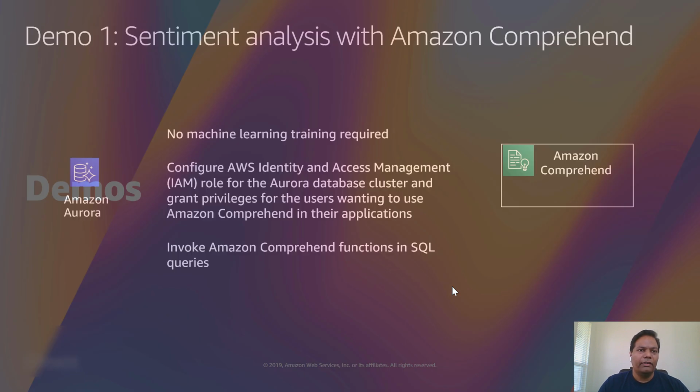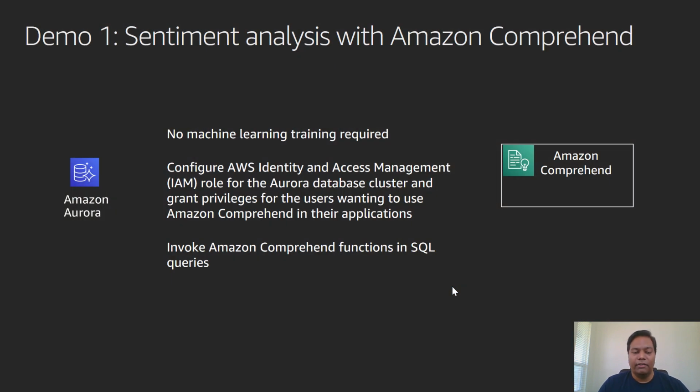So before we get to the demo, let's see what we're going to achieve today. First of all, there is no machine learning training required for this demo. We are going to configure identity and access management because that's always the first step when you try to do anything with AWS. Security is always the top priority. And then we're going to invoke the Amazon Comprehend function and run SQL queries.